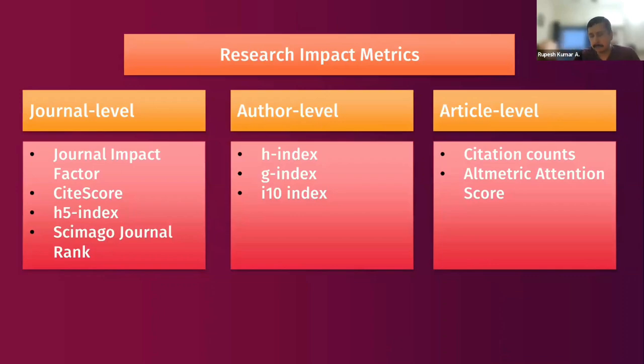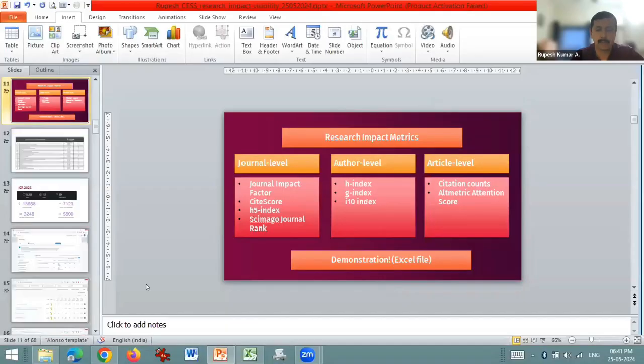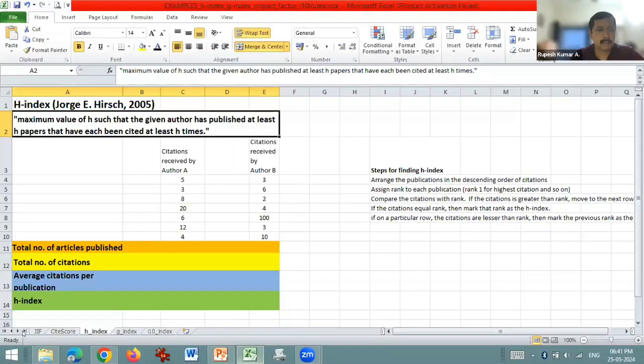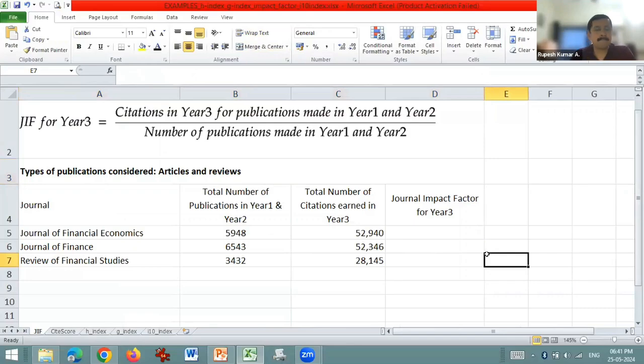So let's get started with the demonstration. For some time, I'm going to exit this presentation. Then I will come back to this presentation for continuing. So first, let me open an Excel file which contains some ready data for demonstration to help you understand these research impact metrics. Is this Excel file visible to you? Yes, sir, it's visible, sir.